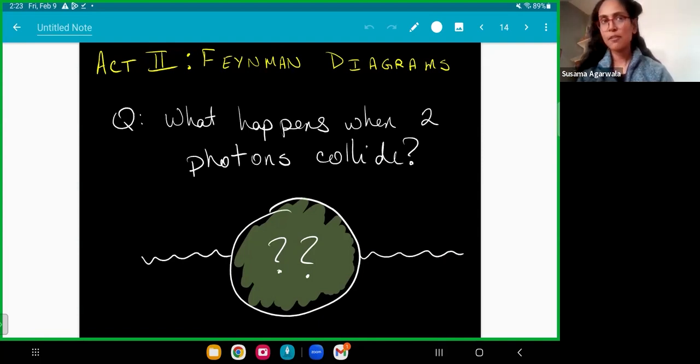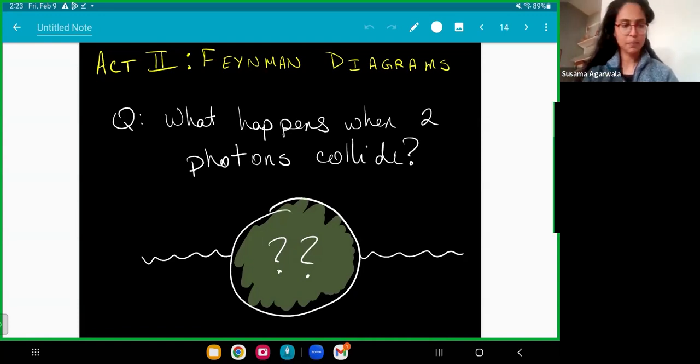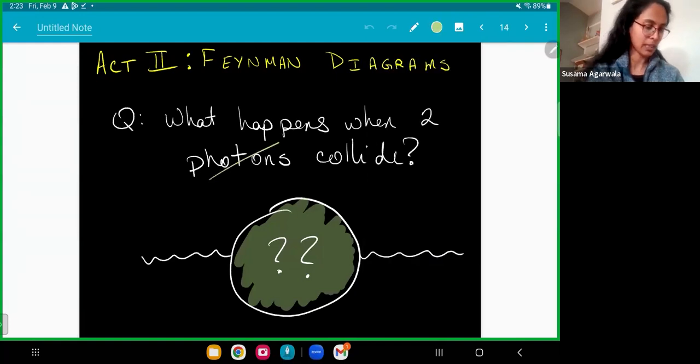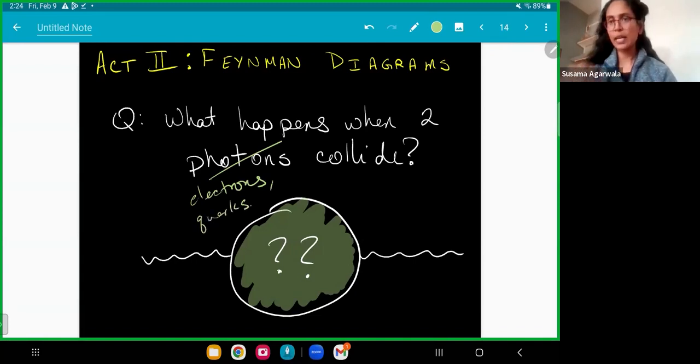Act 2, Feynman diagrams. Okay, so we're leaving geometry behind completely, and we're going to be talking about high energy physics. And the fundamental question that we're trying to study here, we're trying to gain some traction on, is what happens when two photons collide. I could change this to electrons, quarks, whatever, right? And I could change this to some number of particles. What happens when a bunch of particles collide?